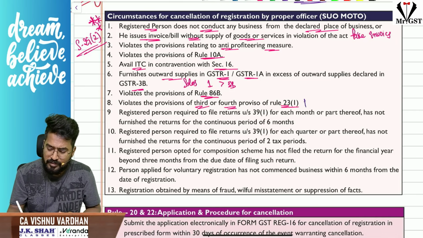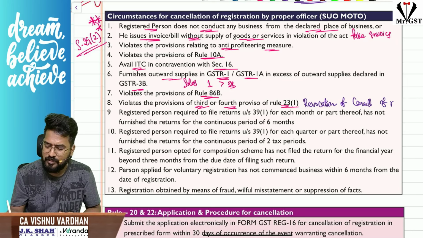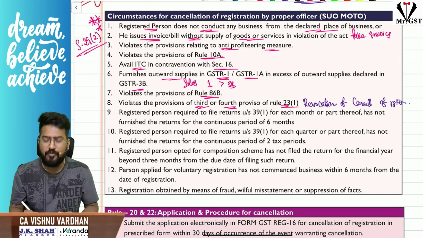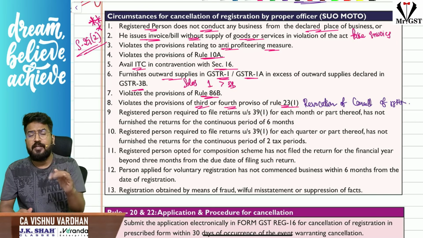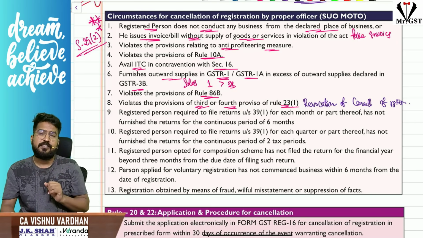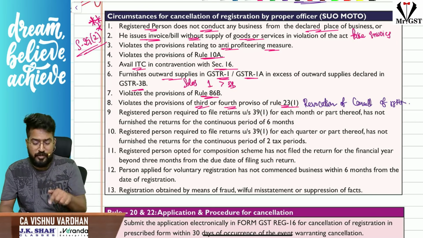registration cancellation has been revoked. Revocation of cancellation of registration. Sir, in that case, what is happening? You should file all the pending returns within 30 days after the revocation order. That you are not doing. That is the case here.